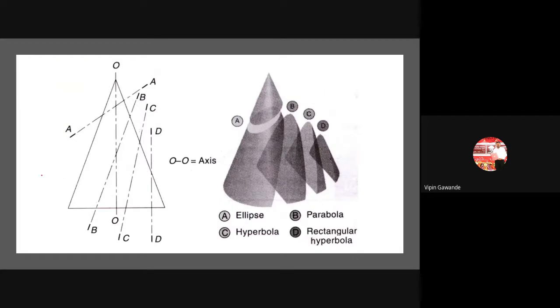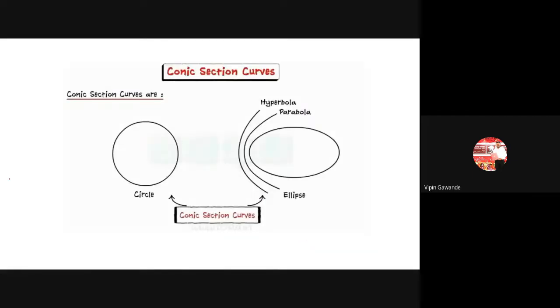This is the diagram. Then they will give you a question: identify the conic sections from below. They will give you circle, involute, cycloid, something like this. Circle, involute and cycloid: involute and cycloid are not conic sections. So what are the conic sections? Circle, hyperbola, parabola, and ellipse.